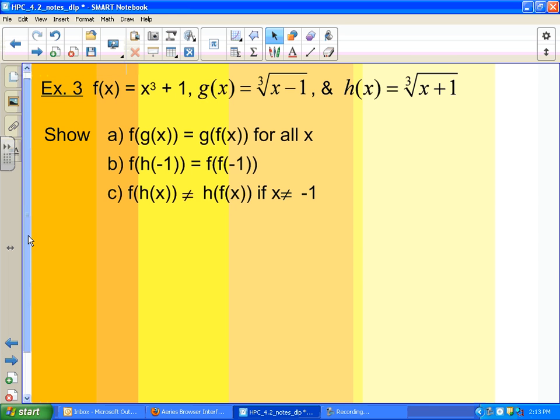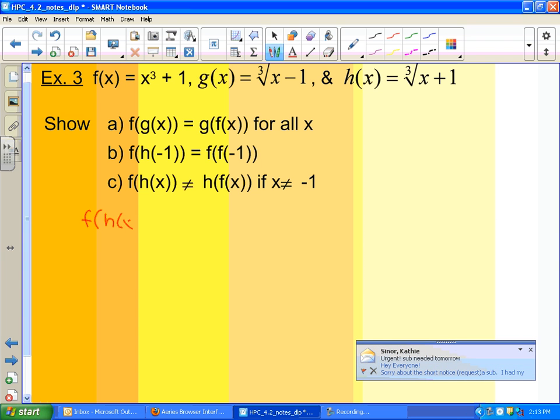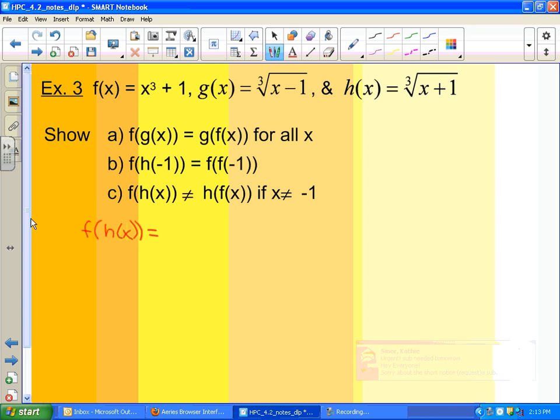All right, so for C, showing that f of h of x does not equal h of f of x. X does not equal negative 1. So let's go find f of h of x. That's going to be equal to, we're going to plug the h into the f. So into x cubed will be a cube root of x plus 1, and then I'll have a plus 1 stuck on the end. Cubing a cube root just gives me this. So I have f of h of x equals x plus 2.